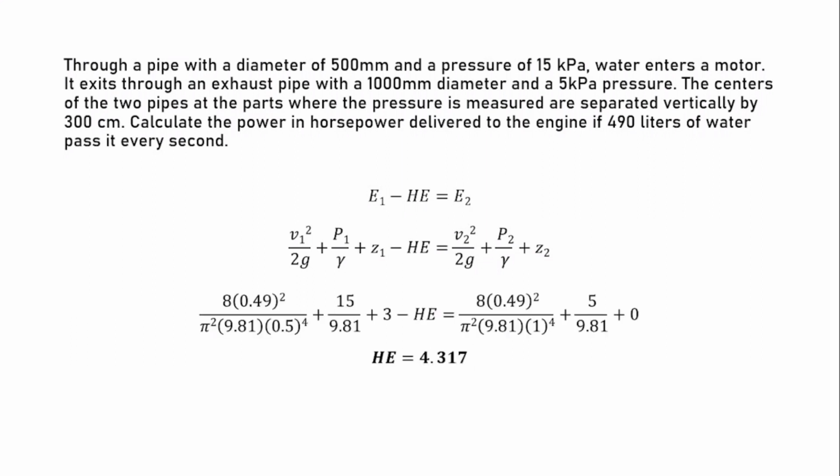With this, we get 8 times the volume flow rate, which is 0.49 squared, divided by pi squared times 9.81 times the diameter on section 1, which is 0.5 meters raised to 4, plus P sub 1, which is 15 kilopascals over 9.81, plus Z sub 1, which is 3, minus HE equals 8 times 0.49 squared over pi squared times the acceleration due to gravity, which is 9.81, times the diameter on section 2, which is 1 raised to 4, plus P sub 2, which is 5 kilopascals over 9.81, plus Z sub 2, which is 0. So calculating, we get HE equals 4.317.